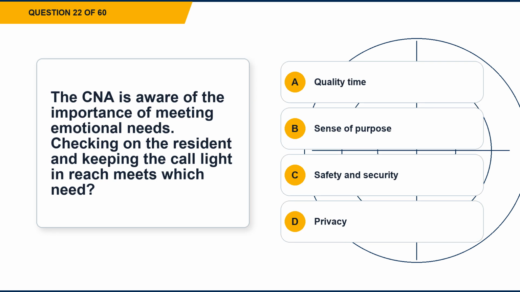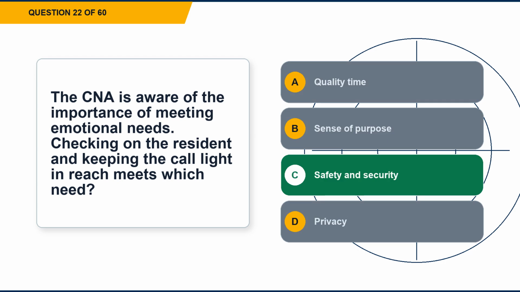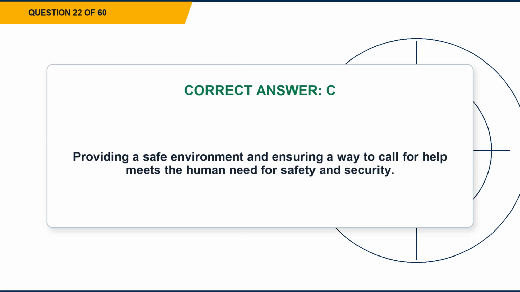Question 22. The CNA is aware of the importance of meeting emotional needs. Checking on the resident and keeping the call light within reach meets which need? Option A. Quality time. Option B. Sense of purpose. Option C. Safety and security. Option D. Privacy. The correct answer is option C. Safety and security. Explanation. Providing a safe environment and ensuring a way to call for help meets the human need for safety and security.